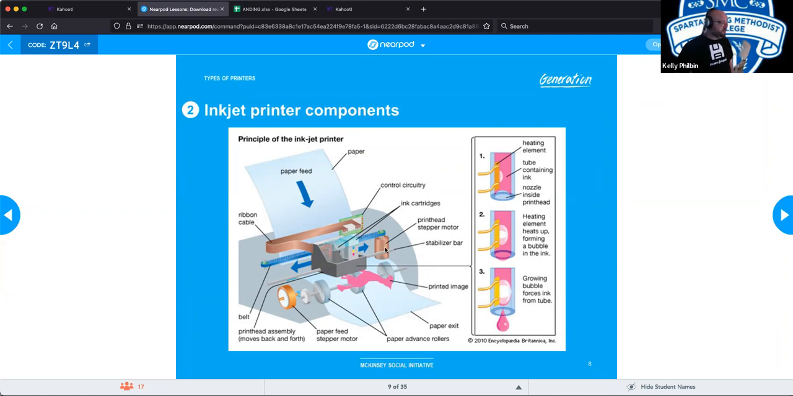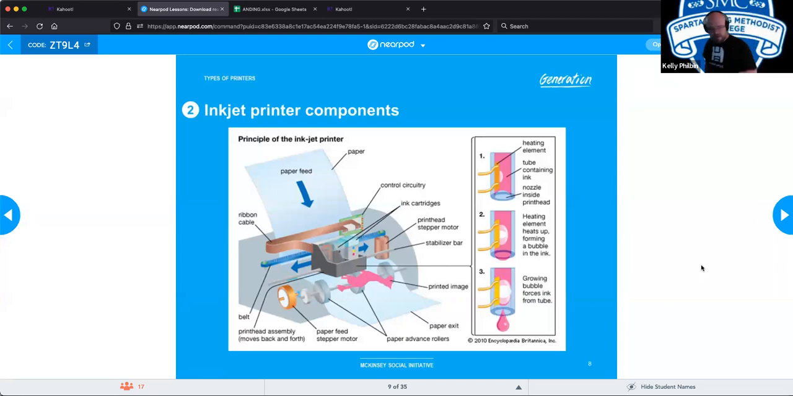And you have a stepper motor that controls the belt that shuttles that carriage back and forth across. And then you have your paper feeds at the bottom to put things out. Now, over here kind of explains what exactly is going on inside the print head.